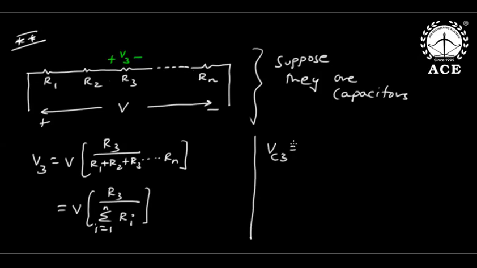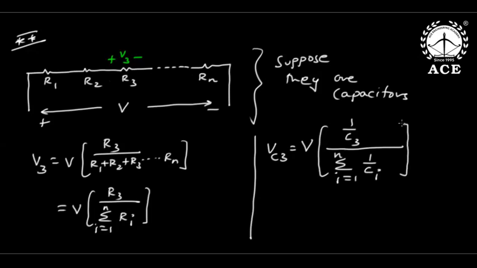Then VC3 will be total voltage into 1 by C3 by sigma 1 by Ci, where again i takes the value from 1 to n. That is, 1 by C1, 1 by C2, and so on to 1 by Cn. Now remember such things.